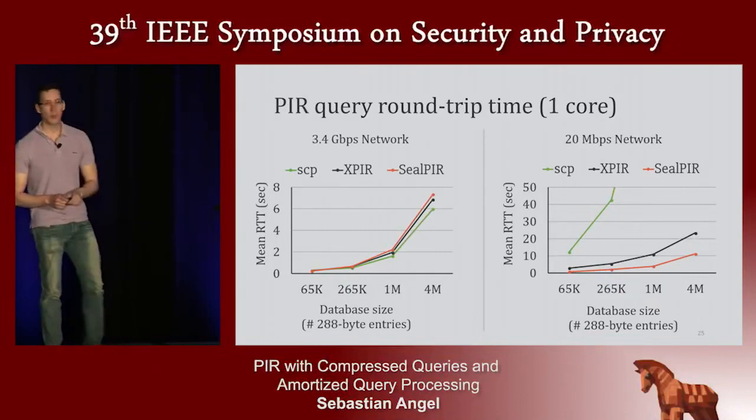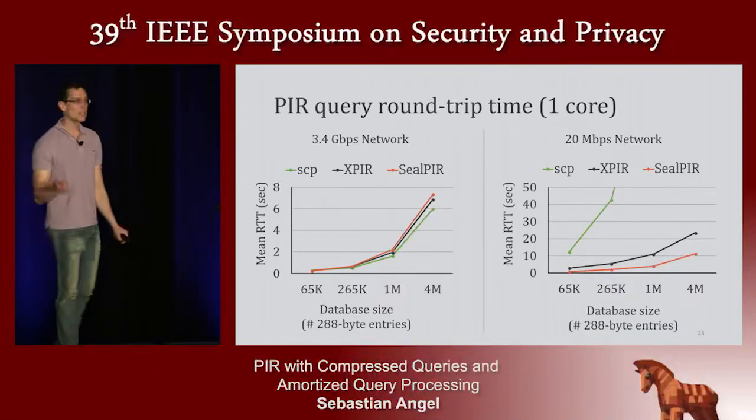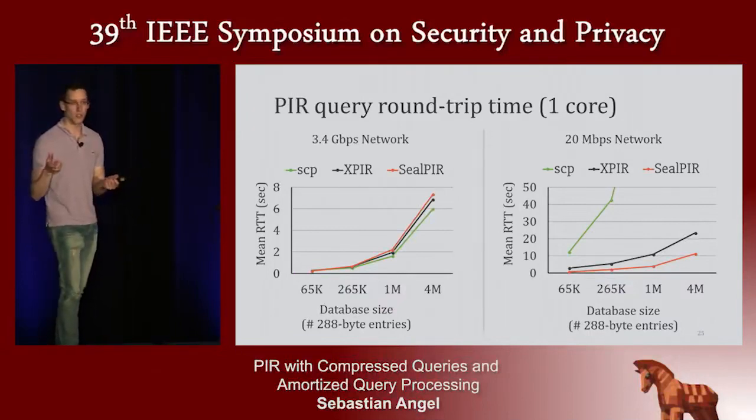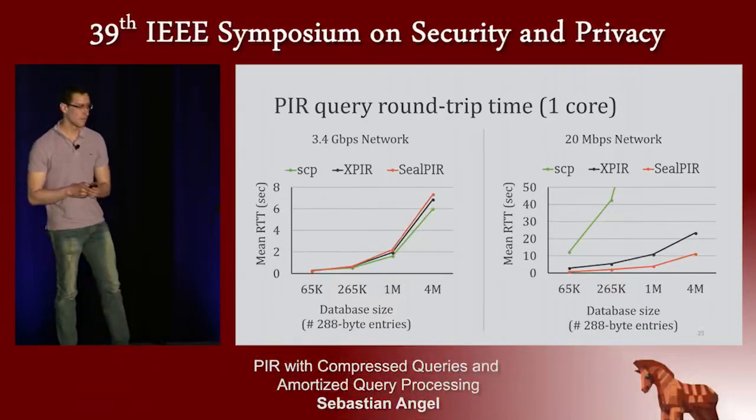However, if you have network conditions, for example, the kinds that you would see on a network device, it's actually much more beneficial, even if you don't care about the network consumption, to use SealPIR just for round-trip time reduction. Okay.